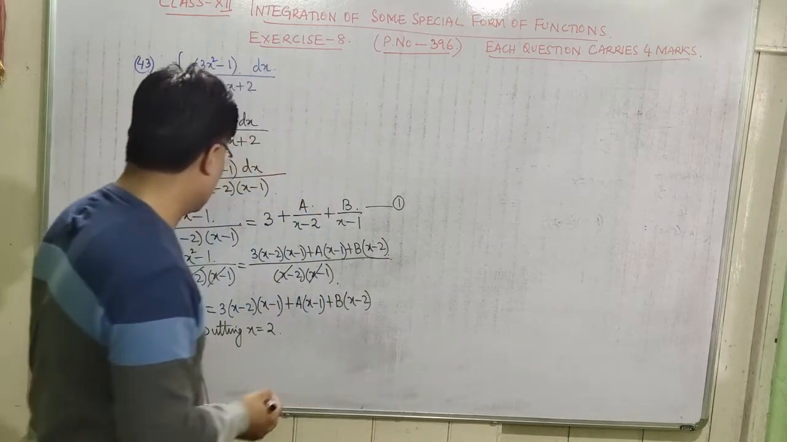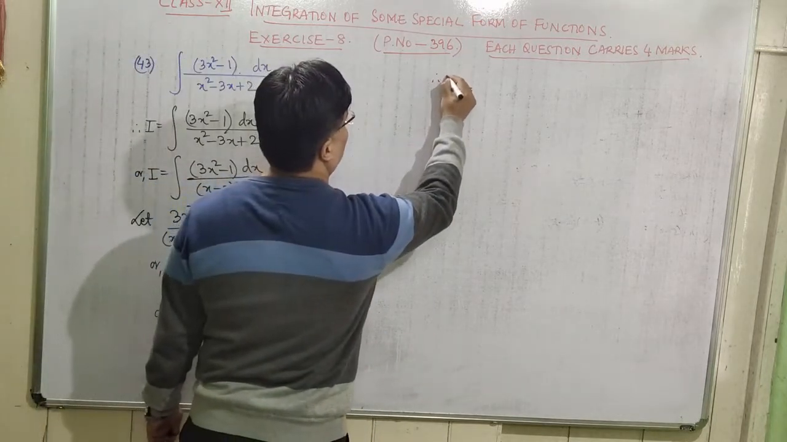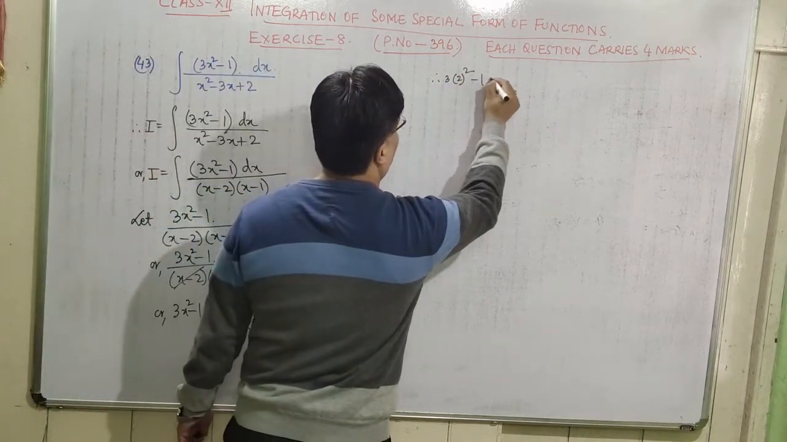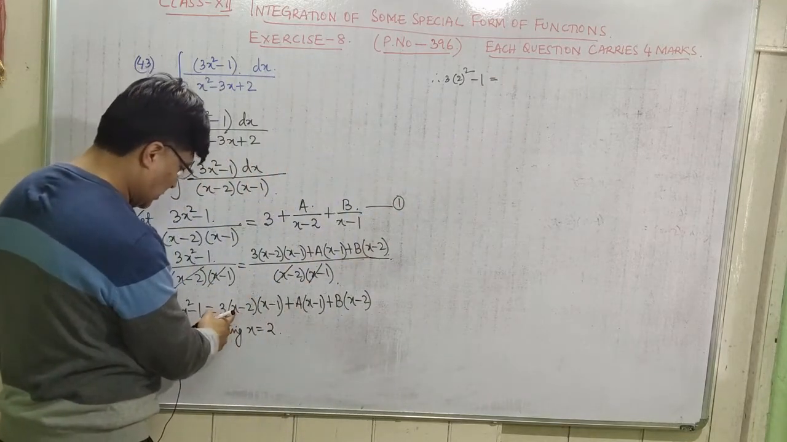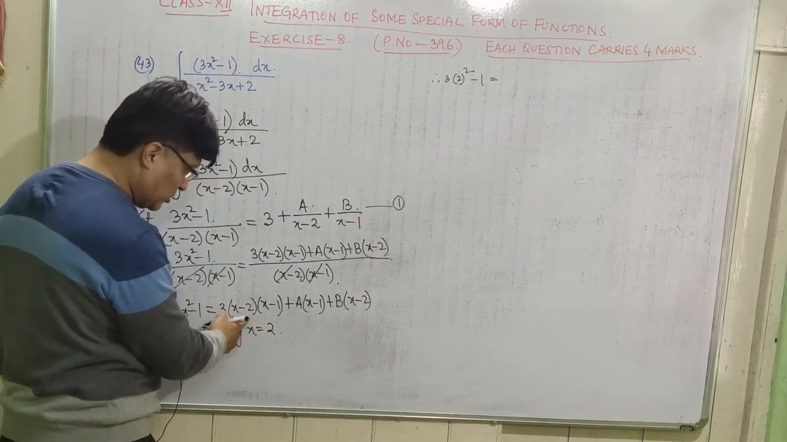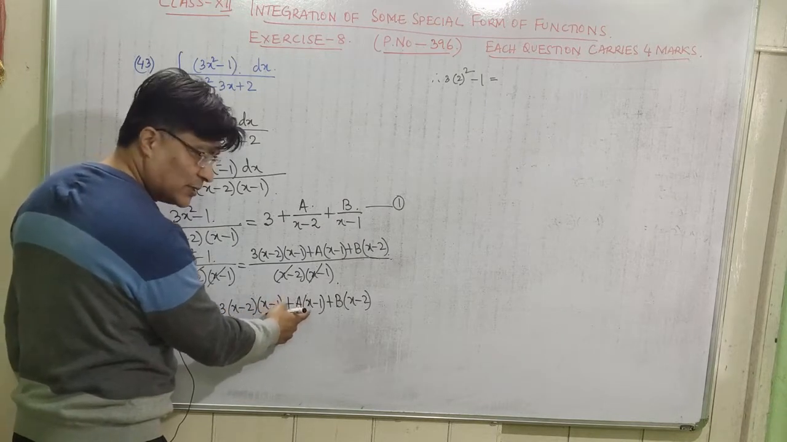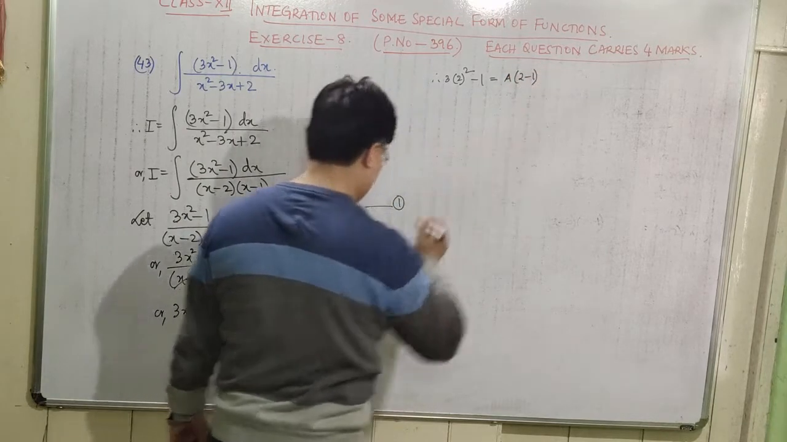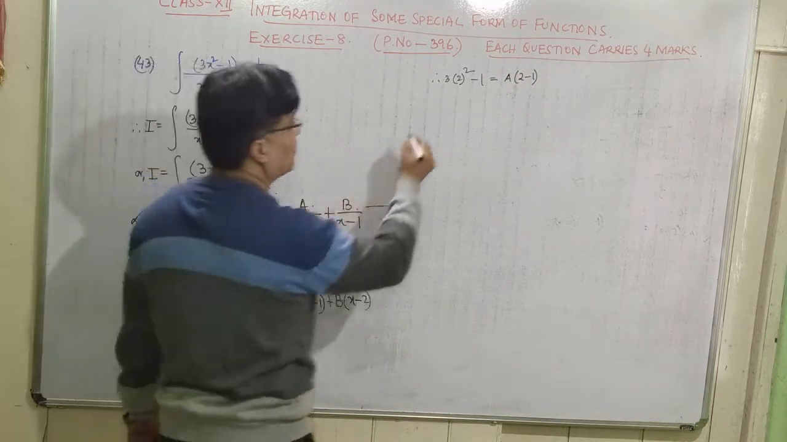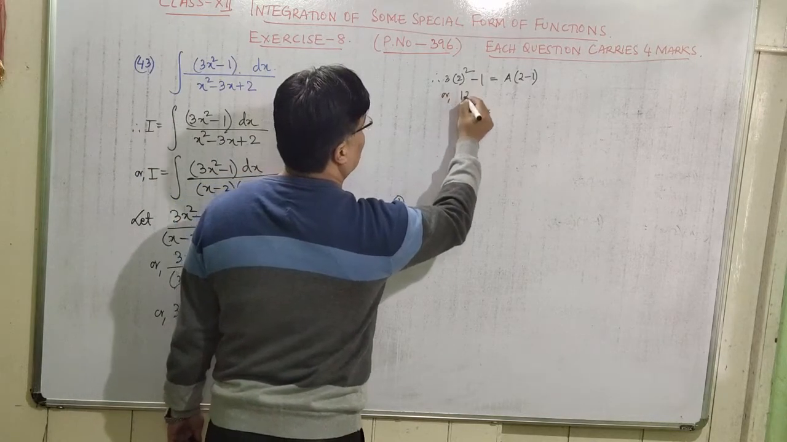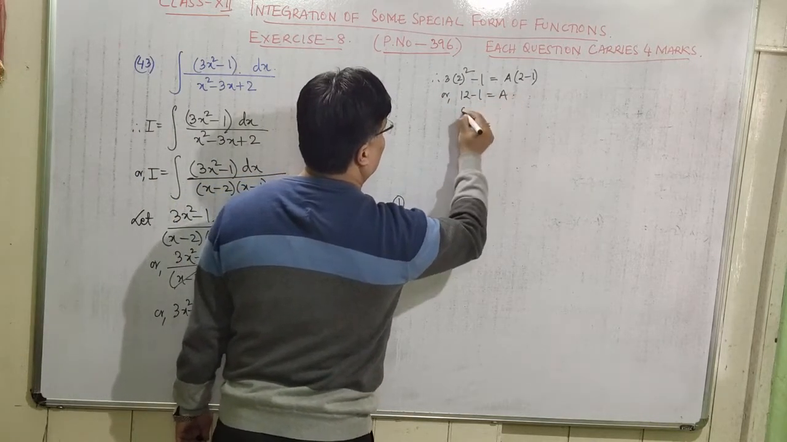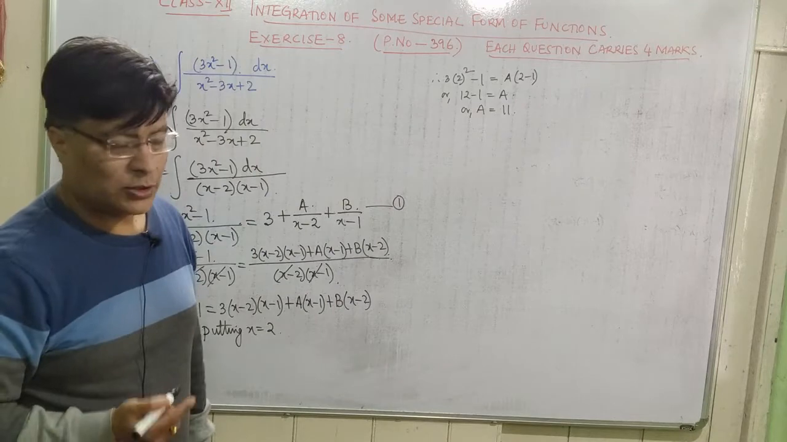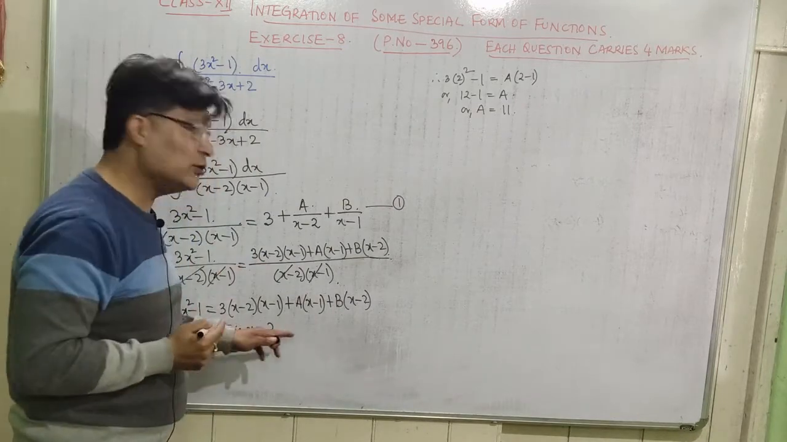So now putting x is equal to 2, what do we get? Therefore 3 into 2 whole square minus 1 is equal to, this will be 0 because there is (x minus 2). If you put x equal to 2, this will be 0, and only this term remains, A into (2 minus 1), and plus B into (2 minus 2), that is 0. So 4 3s are 12 minus 1 is equal to A, or A is equal to 12 minus 1, that is your 11. So we have got the value for A by putting x is equal to 2.